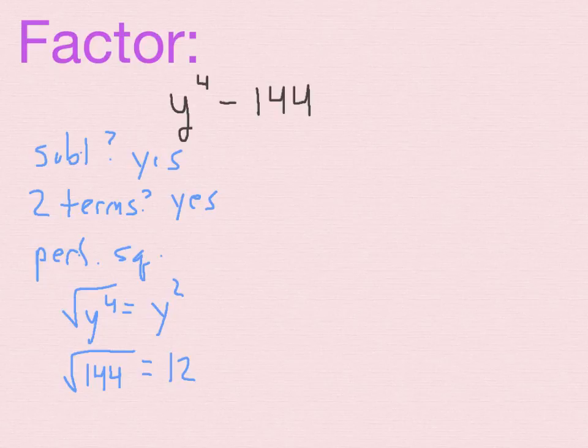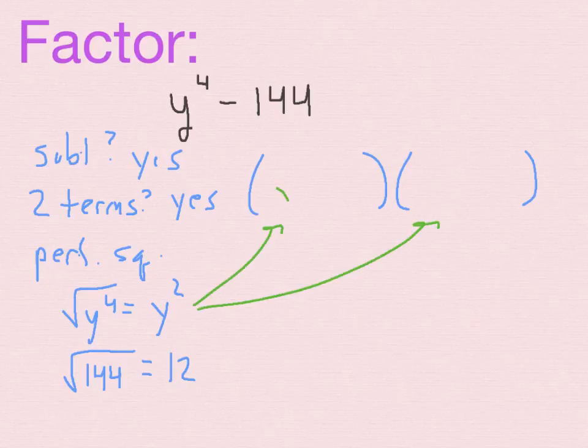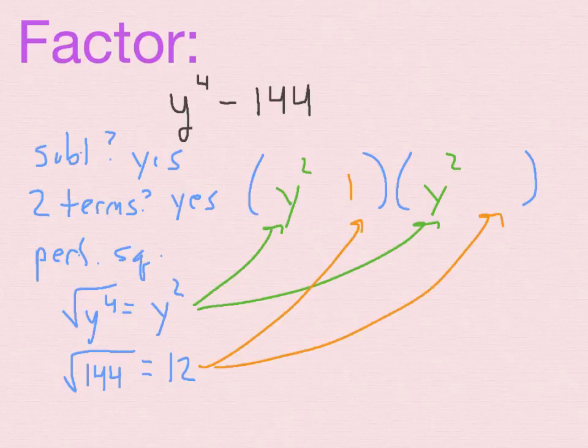So now again, I just want to set up those parentheses, and I'm going to use those square roots. So first of all, the square root of y to the 4th goes here and here. So there's y squared. Then the square root of 144 goes here. And then the only thing that makes these parentheses different is one's a positive and one's a negative. It doesn't matter which one comes first. Now I'm going to let you practice a little bit.